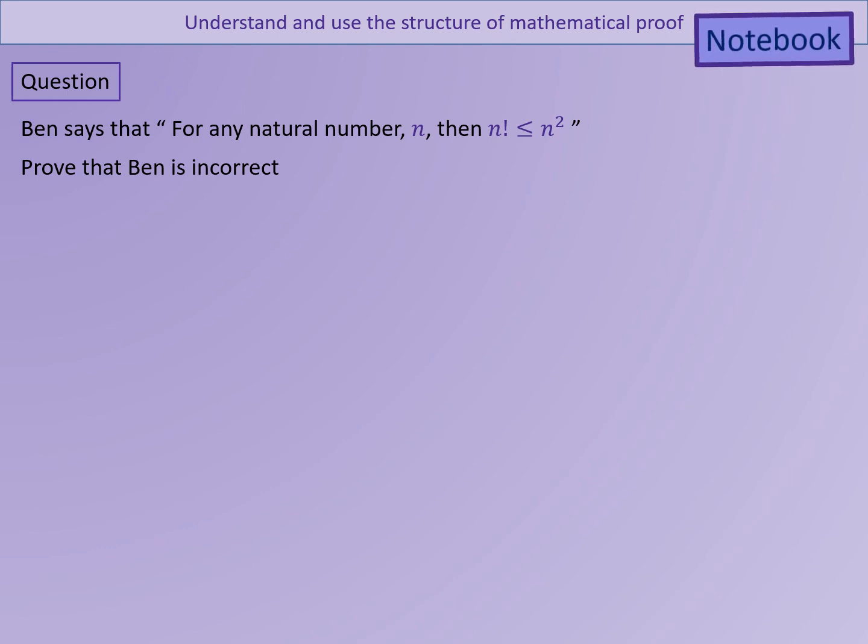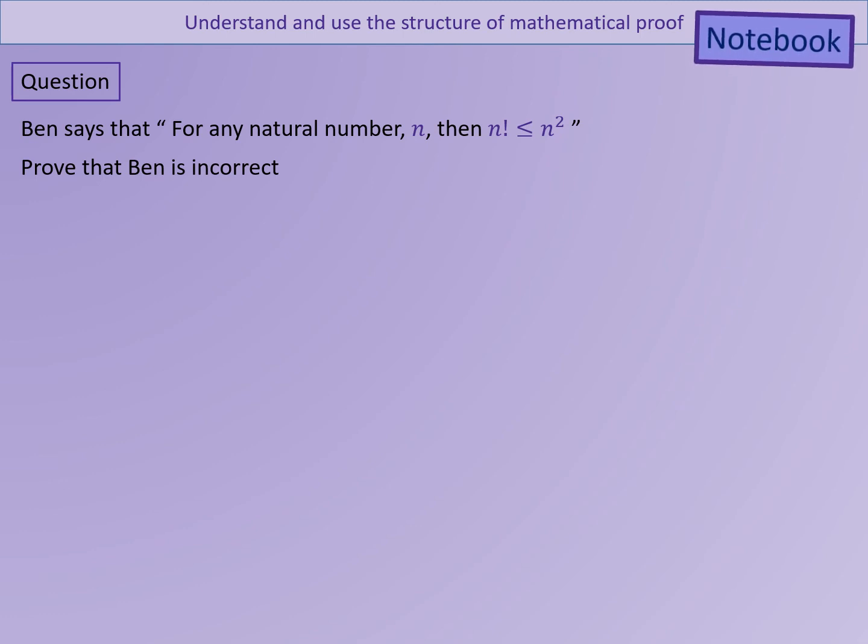So Ben says that for any natural number n, n factorial is always less than or equal to n squared. And we've got to prove that Ben is incorrect. So we're going to be looking to find one value of n where this doesn't work, and then we can stop because we've proven him to be wrong. But before we do that, let's just remind ourselves of a bit of notation. So natural numbers are our counting numbers starting from 1, so 1, 2, 3, 4, 5, etc. n squared is self-explanatory. n factorial, n with the exclamation mark.